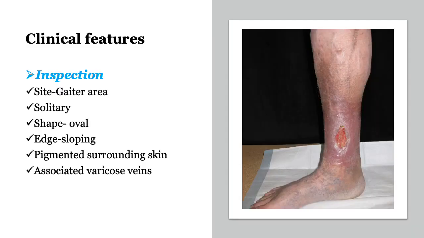Now, what are the clinical features of venous ulcer? First of all, inspection. The common site of venous ulcer is the medial aspect of the lower leg, what's called the gaiter area. It is solitary, usually oval in shape. The edge is sloping, with surrounded pigmented skin and sometimes associated varicose veins.